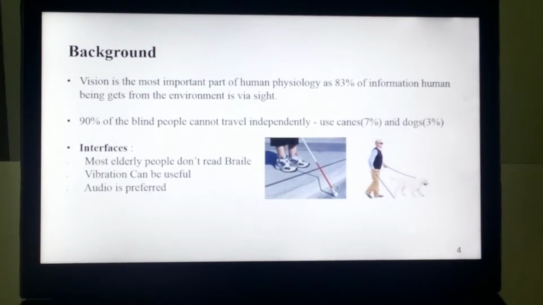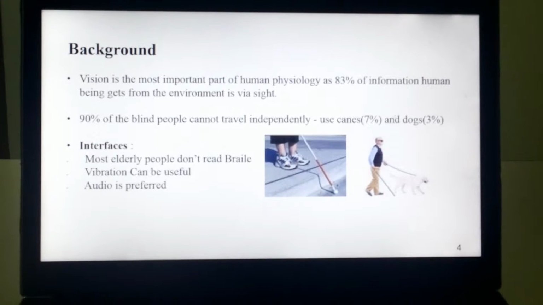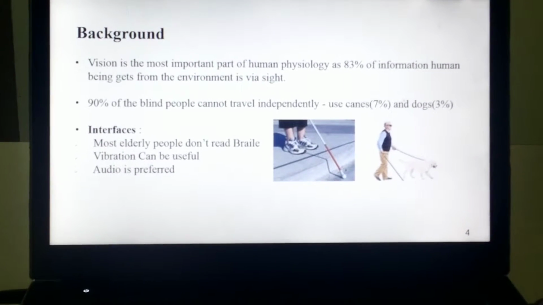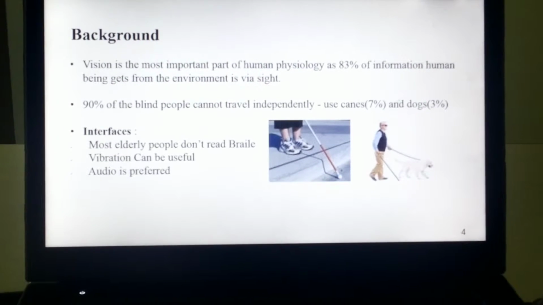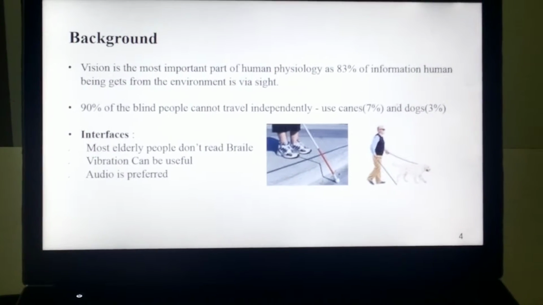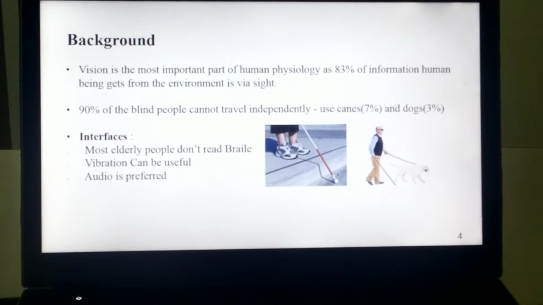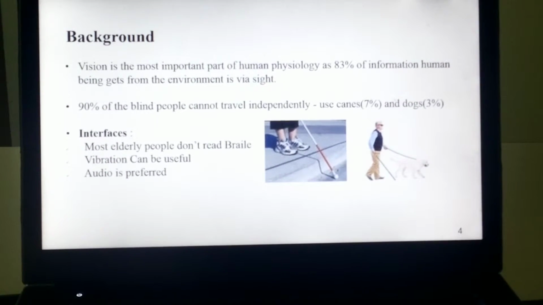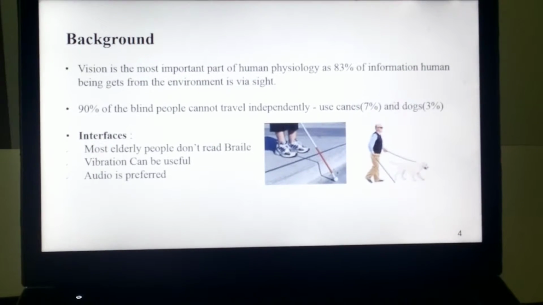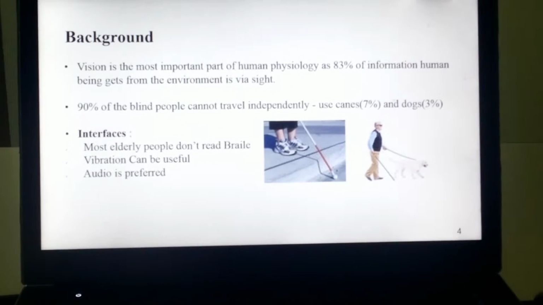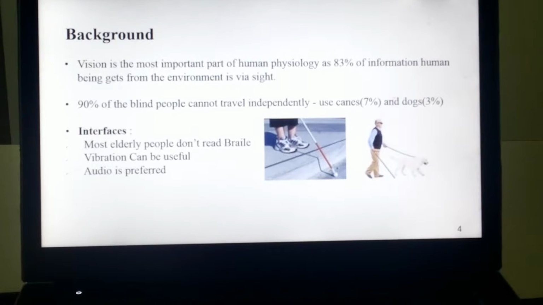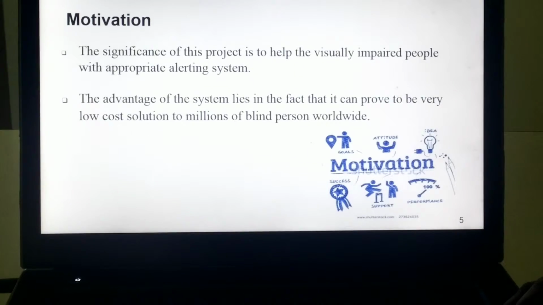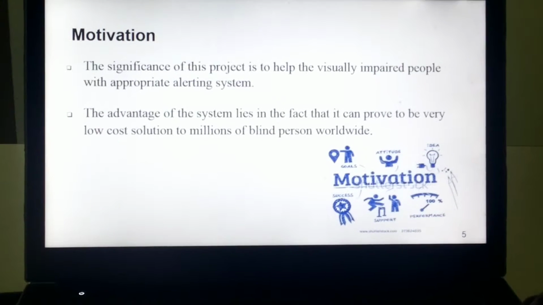We know that vision is the most important part of human physiology, as 83% of the information a human being gets is from sight, and 90% of blind people cannot travel independently. They use either canes, 7% of them use smart canes, and 3% use dogs. There can be other interfaces which can help them. One is braille, next is vibration, which can be useful, but audio is always the most preferred.